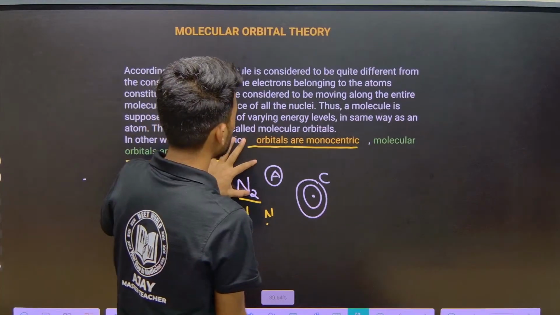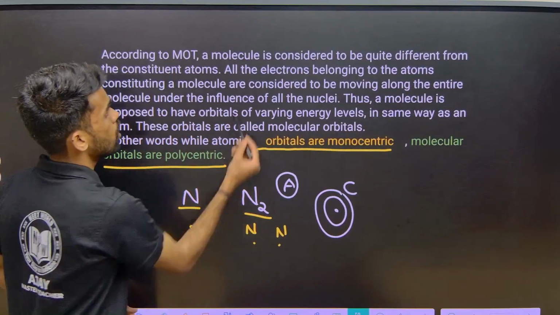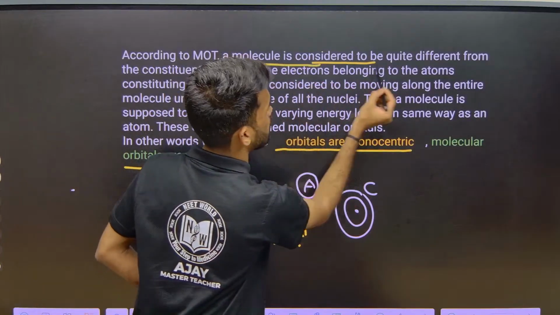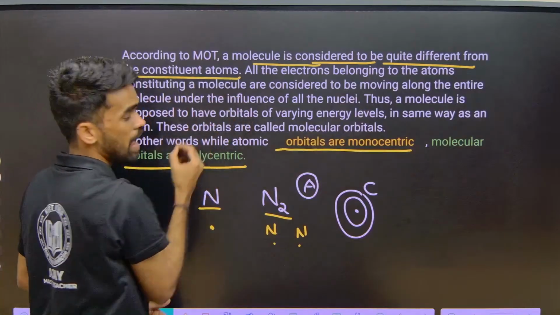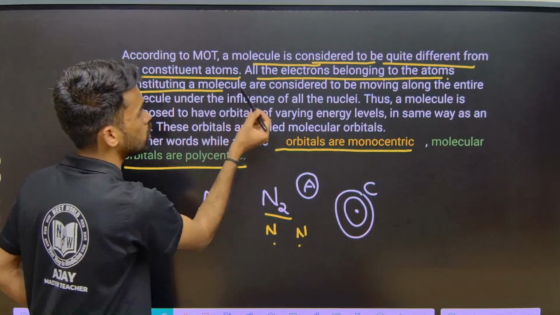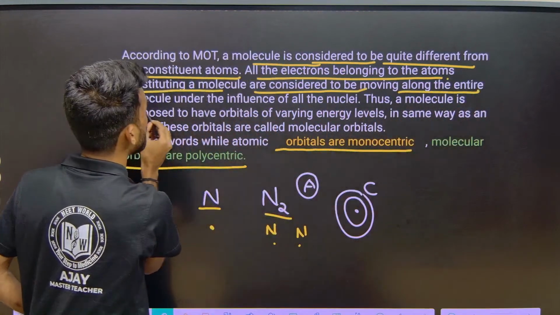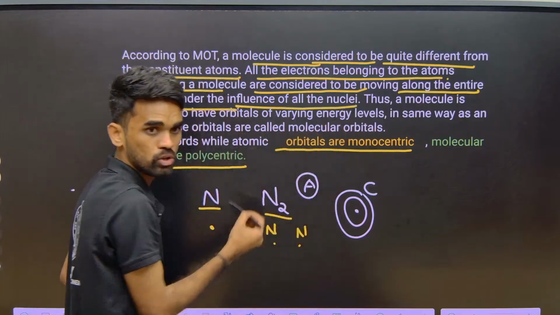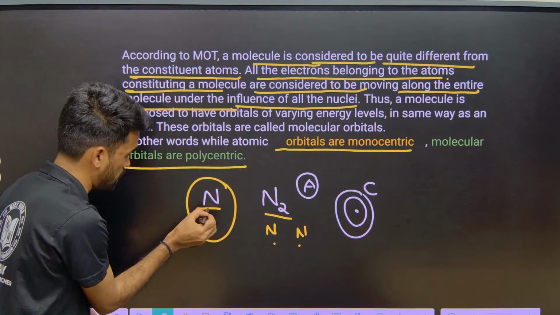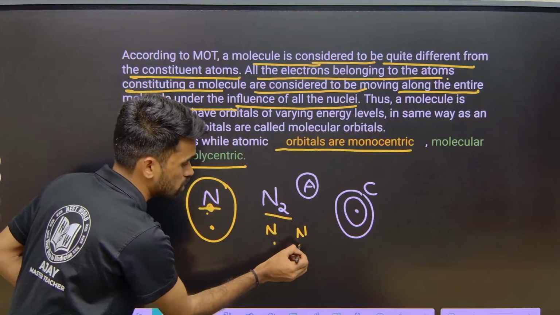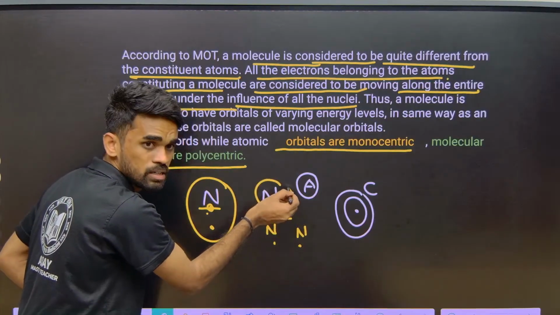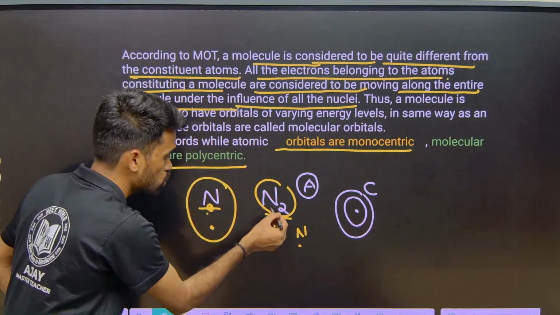Now see here you have a statement. According to MOT, a molecule is considered to be quite different from its constituent atoms. All the electrons belonging to the atoms in a molecule are considered to be moving along the entire molecule under the influence of all the nuclei. In an atom, the electrons revolve around the nucleus of that particular atom. Here the molecule has two or more nuclei, so the electrons of all the atoms are taken together and move around all the nuclei of that molecule.